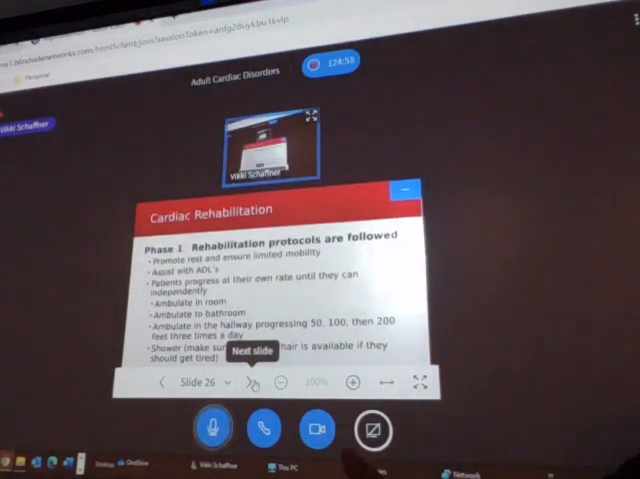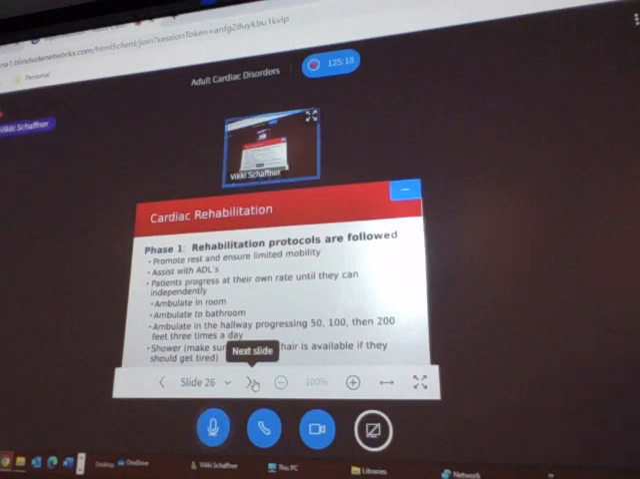Thank you so much. Okay, so recognize though that because this is the heart muscle that's injured, we need to promote rest, but have an adequate amount of activity. We need to make sure that we assist them with their ADLs.